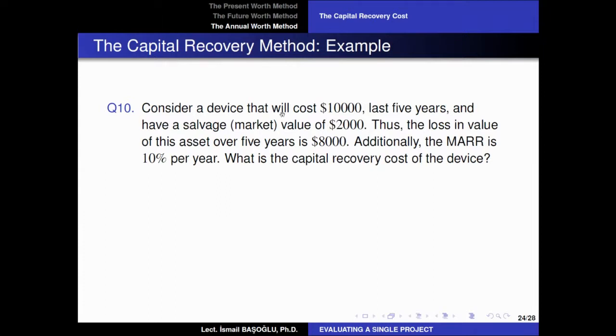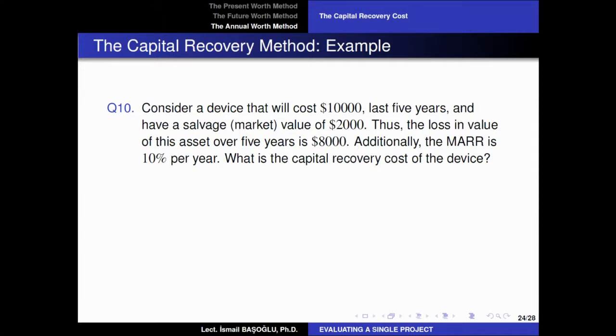Consider that there is a device that will cost $10,000 right now, and last 5 years, which means this device is going to be used for 5 years, and have a salvage value of $2,000. So right now you are going to purchase that device for $10,000. You are going to use it for 5 years, and at the end of the 5th year, you will be able to sell it for a salvage value of $2,000. Thus, the loss in the value of this asset over 5 years is $8,000.